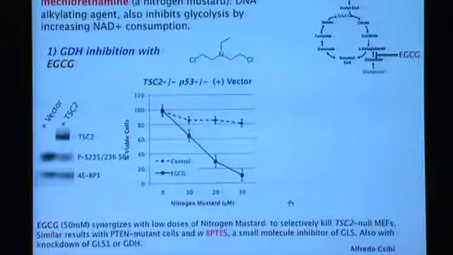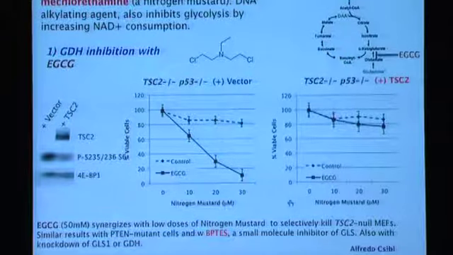And what this shows you is one experiment with this compound, a natural product from green tea. It's called EGCG and inhibits GDH. We've also done this with a compound called BPTES, which inhibits the glutaminase step. We've also knocked down these enzymes, and we've also just taken away glutamine from these cells. And what we always see is that in the presence of low-dose nitrogen mustard, inhibiting glutamine metabolism synergizes to induce death in these cells. And importantly, this is specific for cells that have high TORC1, because if we put TSC2 back into these and reduce TORC1 signaling, you see no effect.